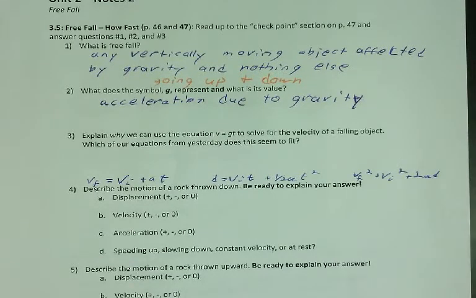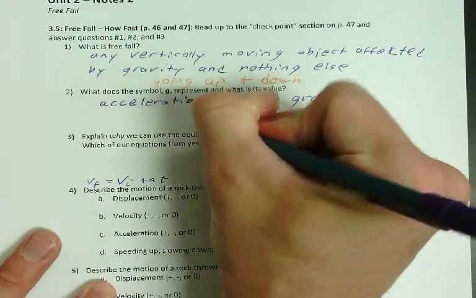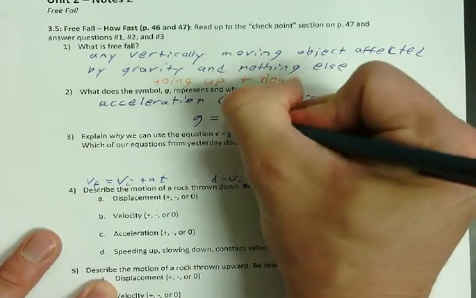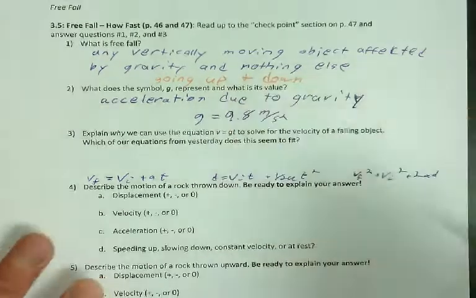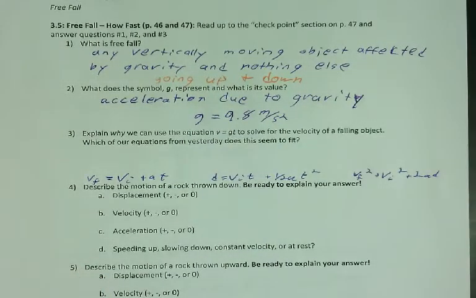So here's something really important. First of all, your book uses the number 10 way too often. And I get why they use 10. They want you to think about the pattern. The value is 9.8. We're going to use 9.8.